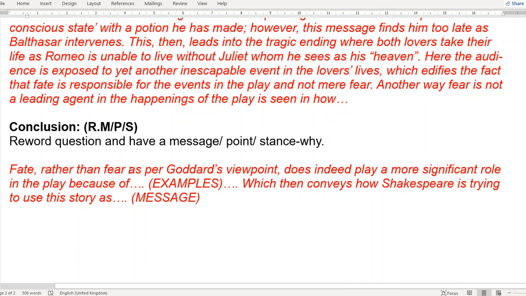Conclusion-wise, here you're just summing up. There should be no new information registered here. So reword the question and have a message point or why you've taken your stance. So that's R, M, or P, or S. What I've done is I said fate rather than fear, as per Goddard's viewpoint, does indeed play a more significant role in the play because of the list of examples, which then conveys how Shakespeare is trying to use this story as, and then you put your message. Okay, so that's just an example. You may use it or change it a bit as you please, right?